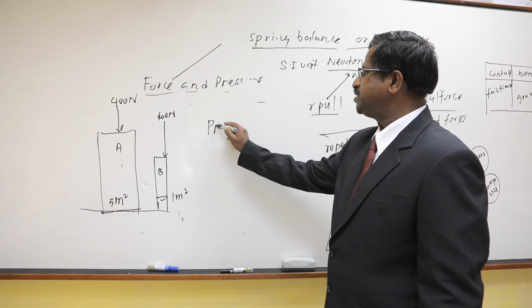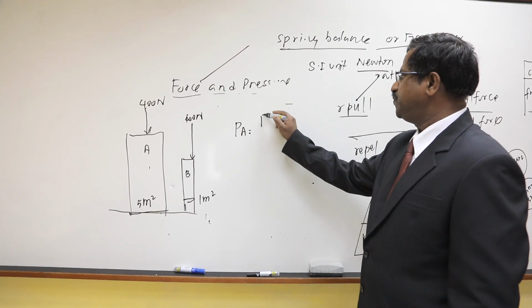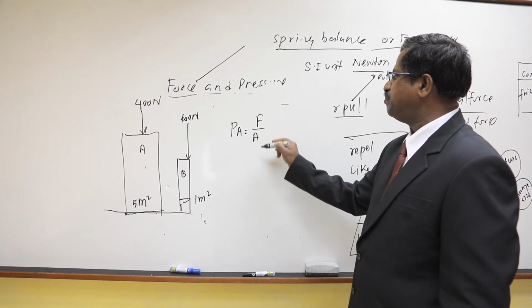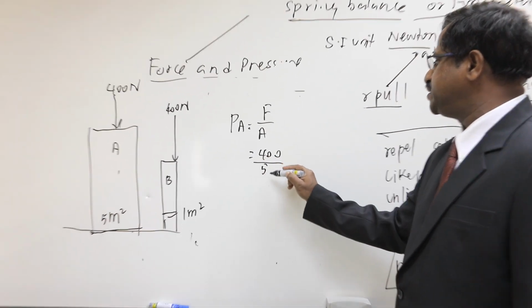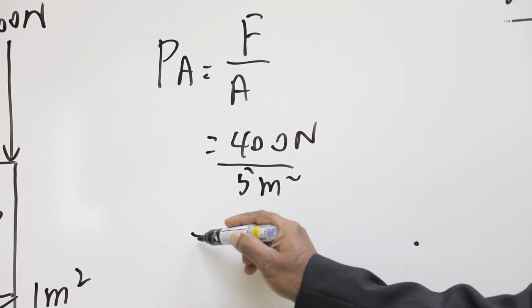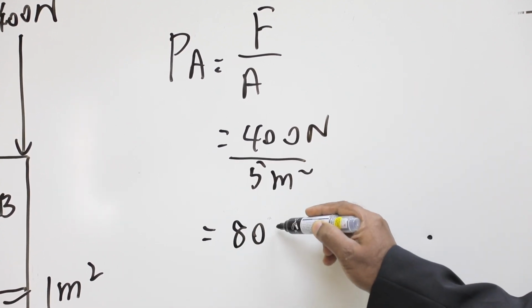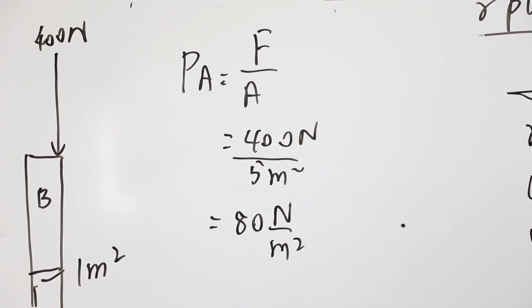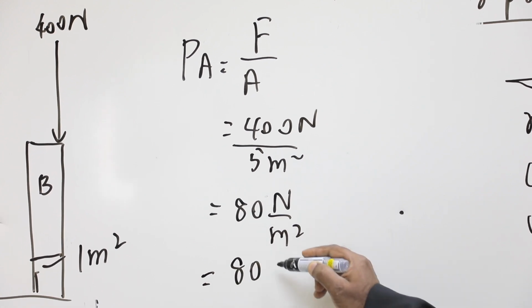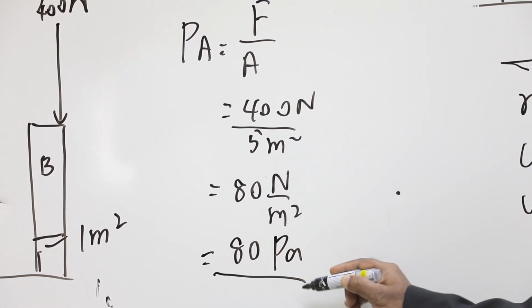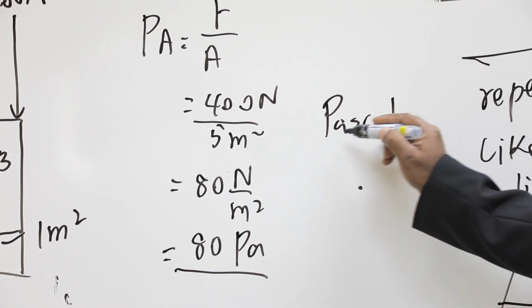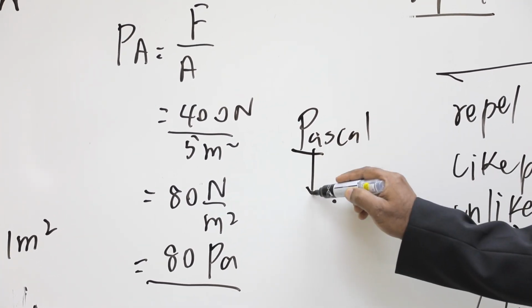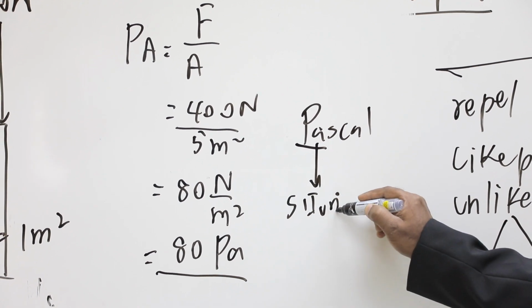Shall we go? Pressure of box A is force applied over area of box A. Force applied is 400 Newton. Area of box A is 5 square meters. So therefore, we get 80 Newton per square meter. It's also called 80 Pa. What is Pa? Pa is actually from the name of the scientist Pascal, the first 2 letters. Pascal is the name of the scientist. This is the SI unit of pressure.